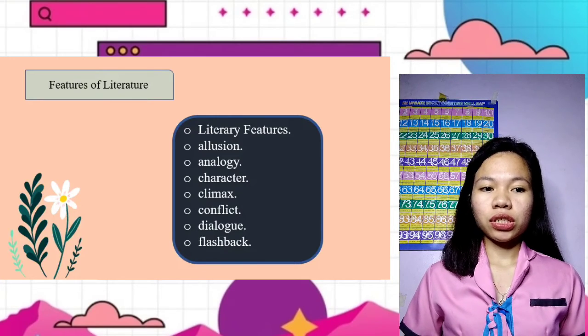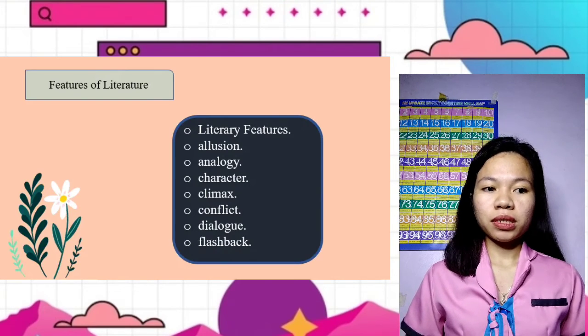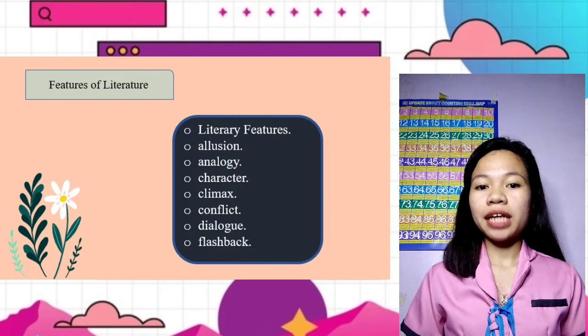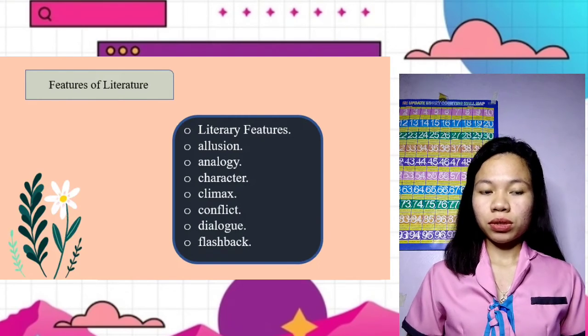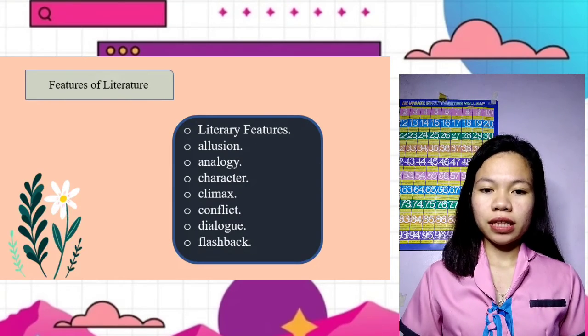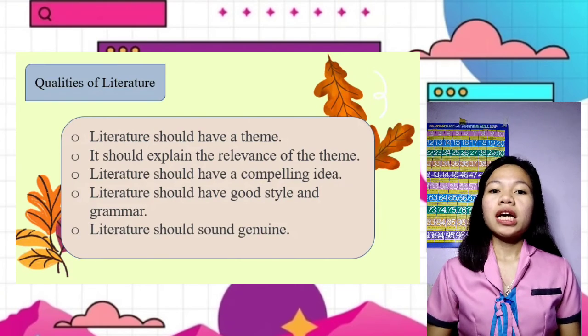Interruption of present action to insert an episode that took place at an earlier time for the purpose of giving the reader information to make the present situation understandable or account for a character's current motivation. So those are the features of literature. Now, let us proceed to the qualities of literature.